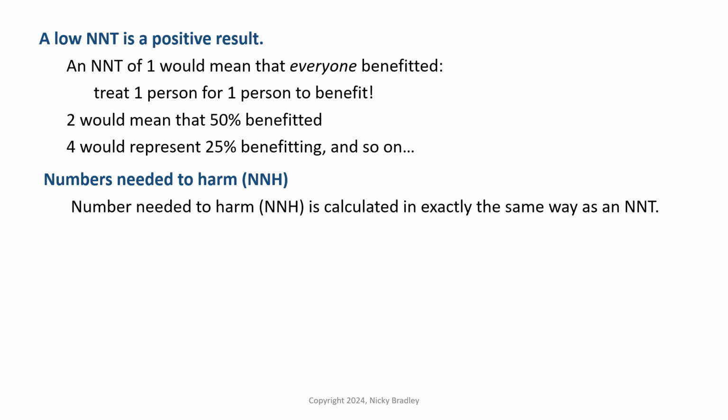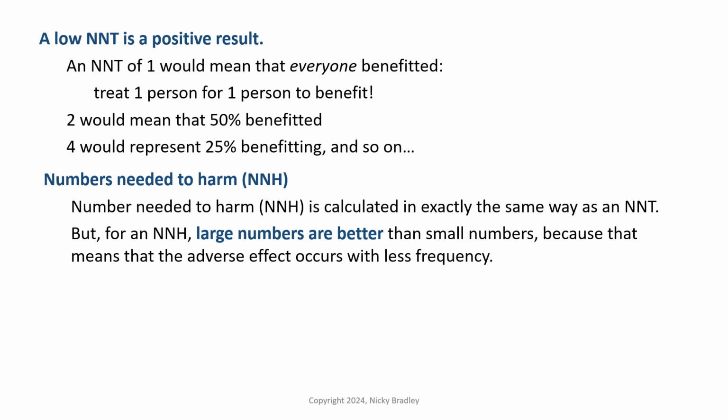In numbers needed to harm, though, although it's calculated in exactly the same way, so we have 1 divided by the absolute risk reduction to calculate it, in this case, large numbers are better. So think about it. What we're saying is that we would have to treat 50 people for one person to be harmed, whereas if we said we had to treat 3 people for one person to be harmed, obviously treating 50 is a lot better because we're talking about harm. So calculated in the same way, but here we want large numbers.